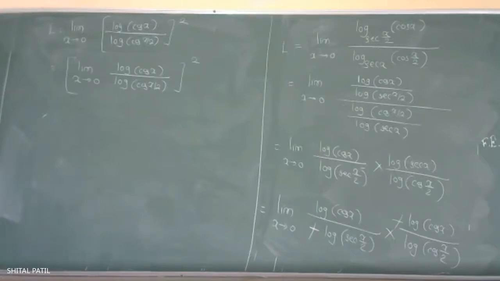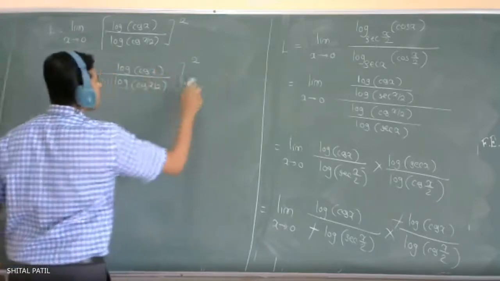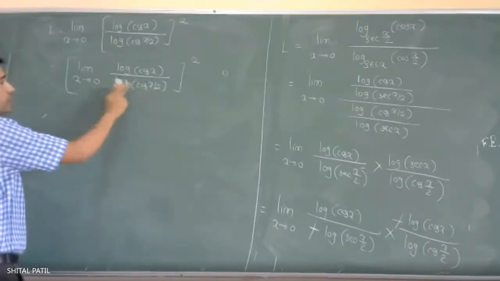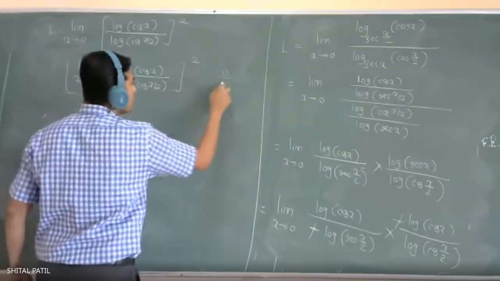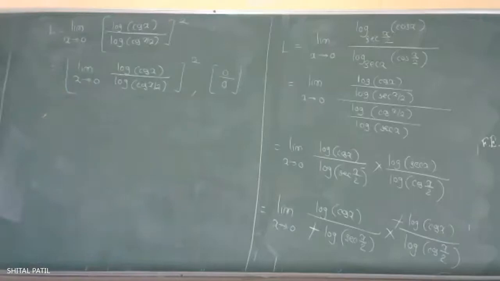Now substitute x equal to 0. What is cos of 0? 1. And what is log of 1? 0. Again cos of 0 is 1, log of 1 is 0. So we have 0 by 0 form. Right? 0 by 0 form. So use it.